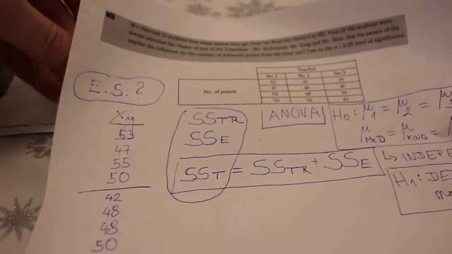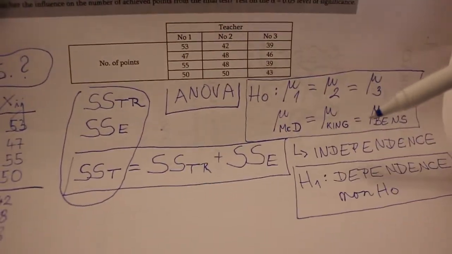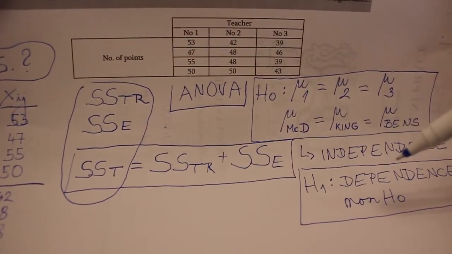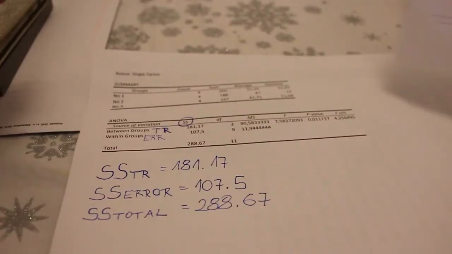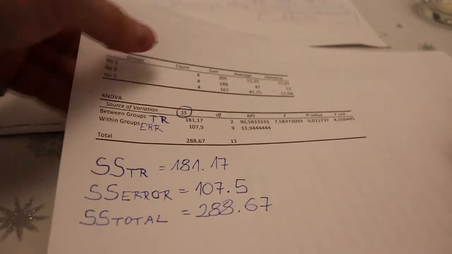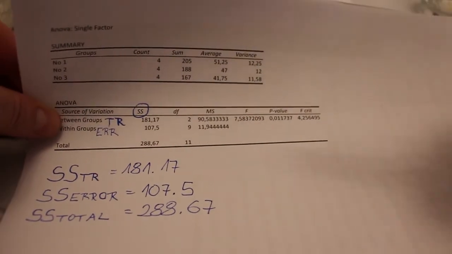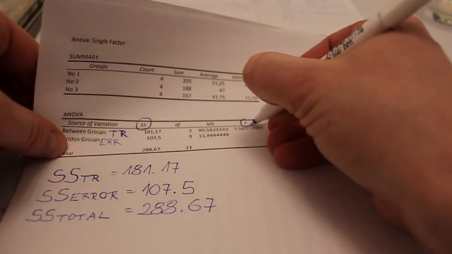Okay, so there you have three sums of squares. Our zero hypothesis is independence, the alternative is dependence. We need to calculate the Fisher F statistic, which is here.